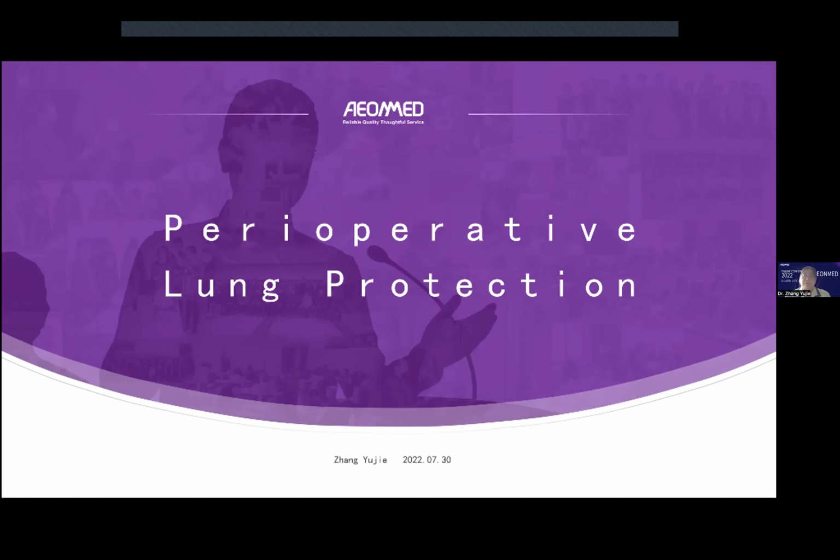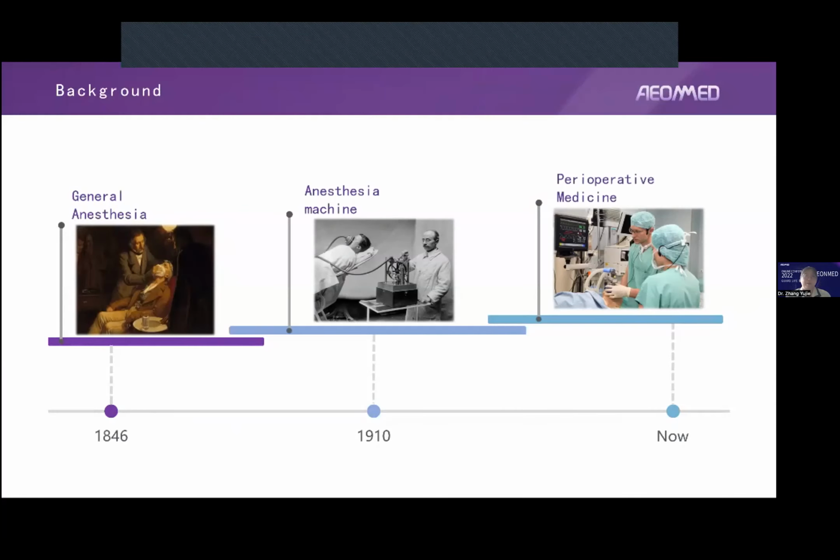Since the first general anesthesia was performed publicly at Massachusetts General Hospital in 1846, lung, or pulmonary, function plays a very important role in anesthesiology. And along with the first invention of the anesthesia machine with a ventilator in 1910, controlled mechanical ventilation became possible for us. Nowadays, our task is already beyond clinical anesthesia and turns into perioperative medicine. So we pay more attention to patients' outcome and organ protection even after the surgery.